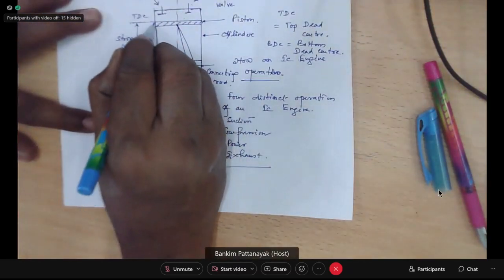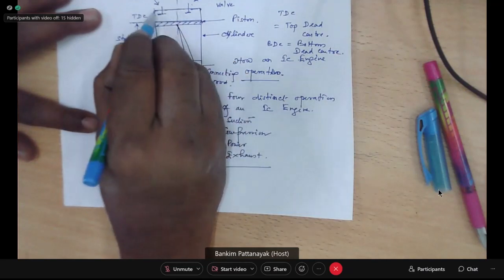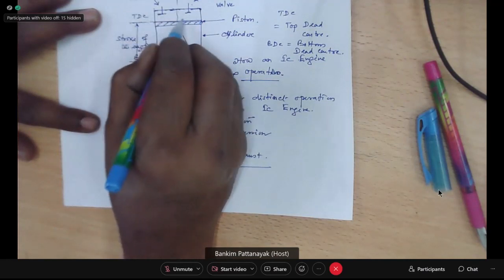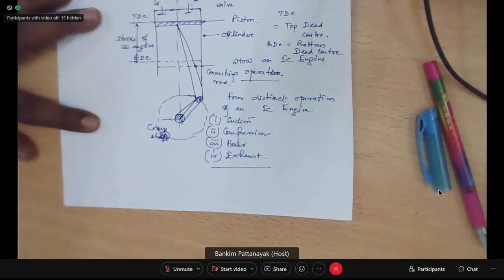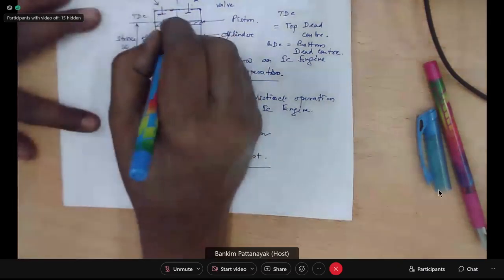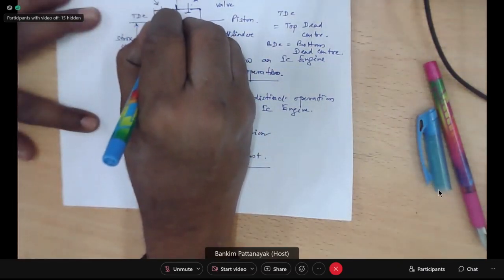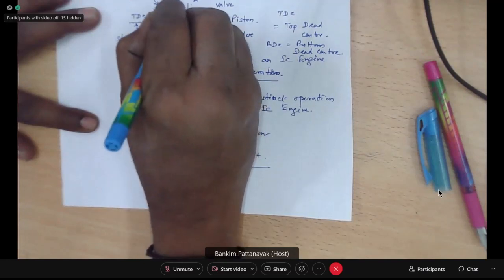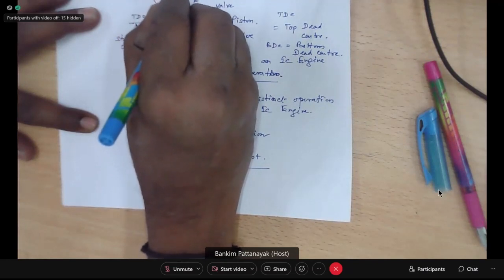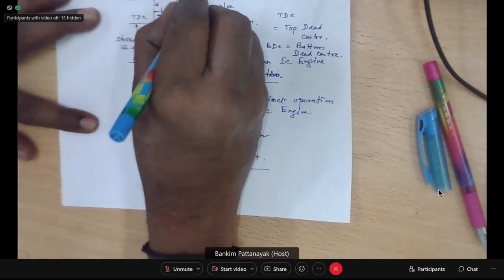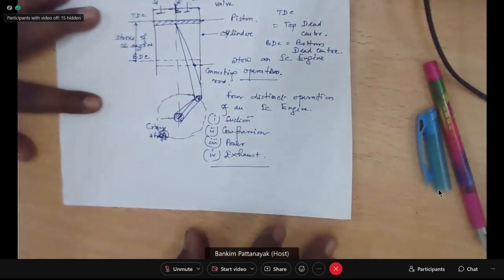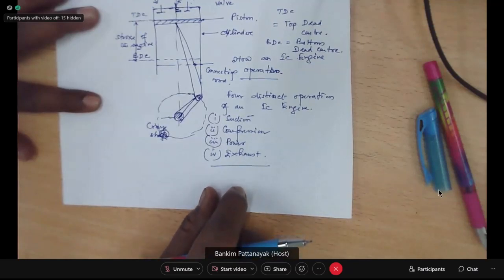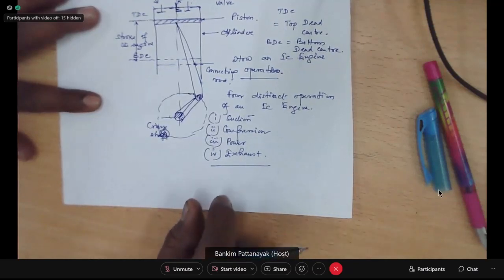The combustion chamber is the space between the top of the piston at TDC and the top of the cylinder head. This is called the combustion chamber. All combustion takes place here. So in a petrol engine you have a spark plug. In a diesel engine, there is no spark plug. The temperature is sufficient to ignite the fuel.